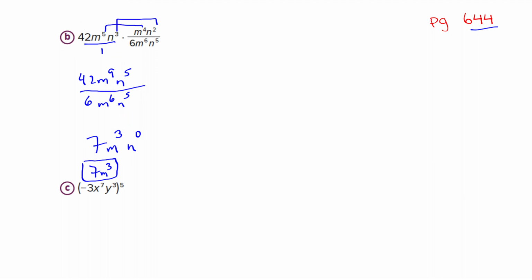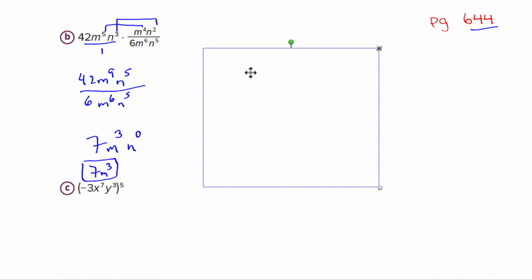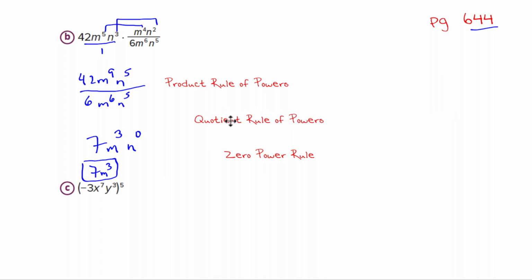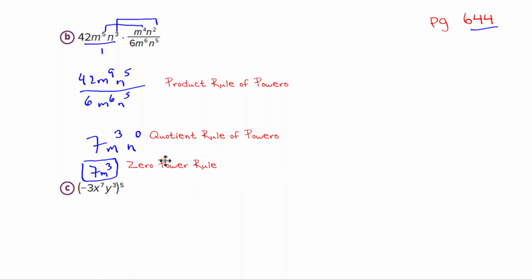But we were supposed to justify. How come we're not justifying here? Let's justify. The first thing we did is we used the product rule of powers. And then we used the quotient rule by actually taking these and subtracting. That gave us this answer right here. And then we used that n to the 0 power is just 1. So I didn't need to write it. That's the 0 power rule.